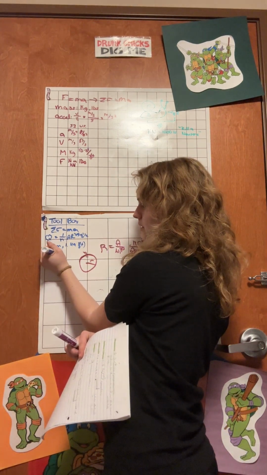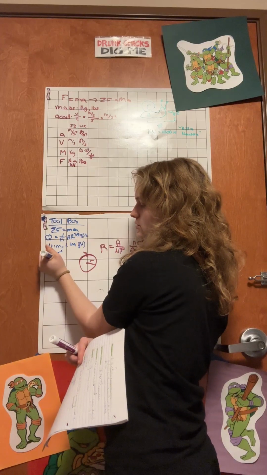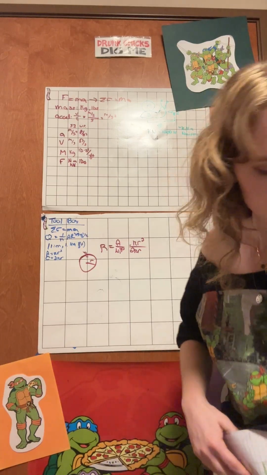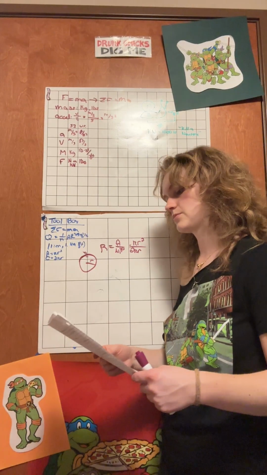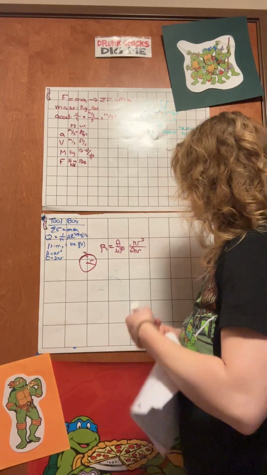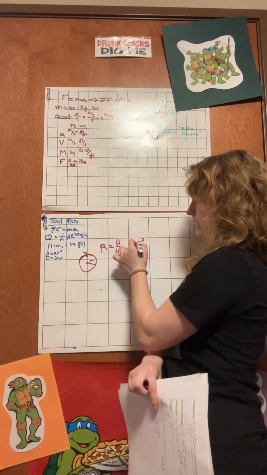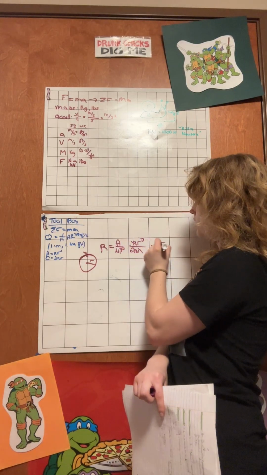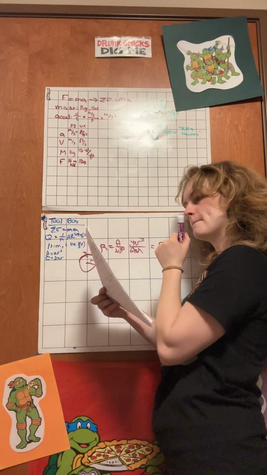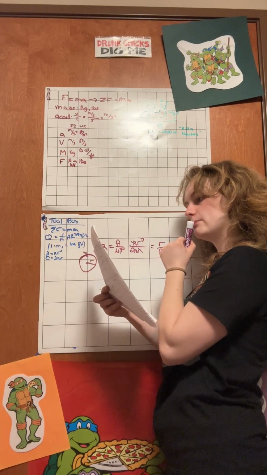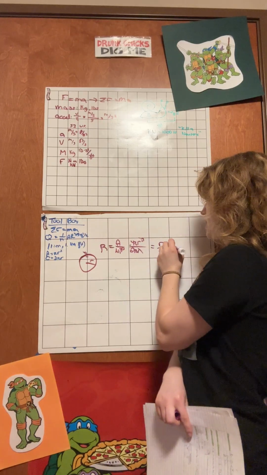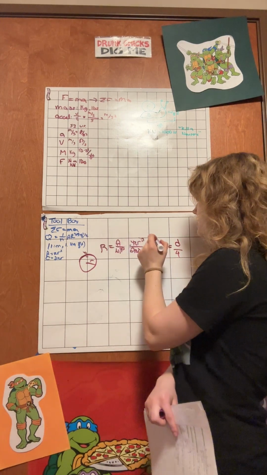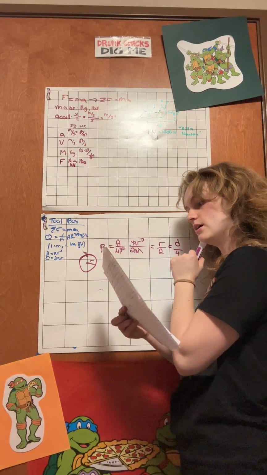Area is equal to pi r squared. Circumference is 2 pi r. Okay, but now the pi's cancel out. The square and the r cancel out, so that's just r over 2, which if you multiply it by 2, it's diameter over 4. These two are the same.